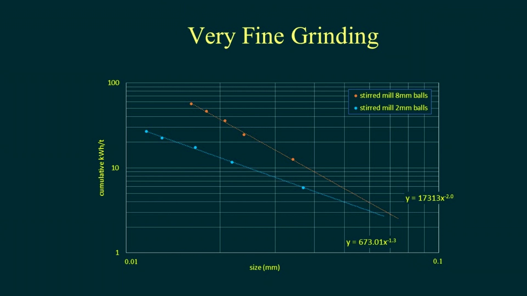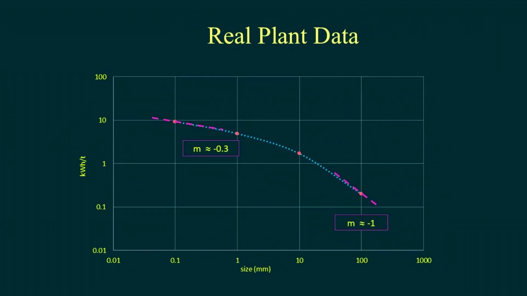Do you remember what Charles and Holmes said? They said that exponent was variable depending on the stress conditions. So Charles and Holmes were probably quite right when it comes to very fine grinding, because this exponent is due to an 8 millimetre ball and this exponent is due to a 2 millimetre ball. What this is saying to us is there's no hard rule down at this end. There is not going to be a master line here. It's going to be this way, that way. It's going to be all sorts of ways depending on the conditions of the process.